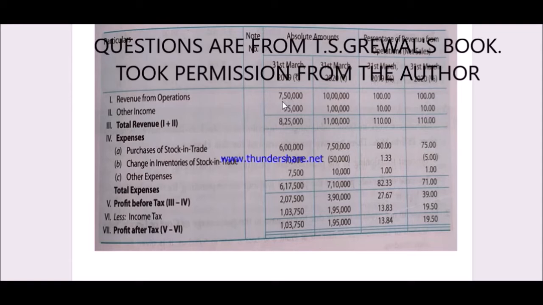Okay. Now one more important thing you have to keep in mind here. Change in inventories of stock in trade, here it was 10,000 and here it is 50,000, and that is written in negative, minus. So be careful when you calculate the percentage, you have to write that one also inside the bracket so that it denotes a negative figure. I hope you have understood.